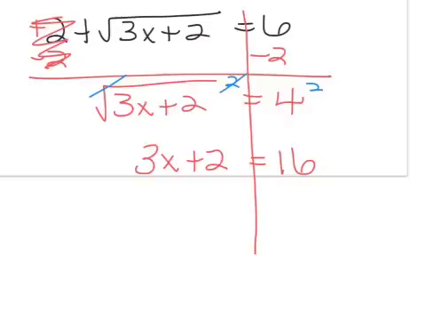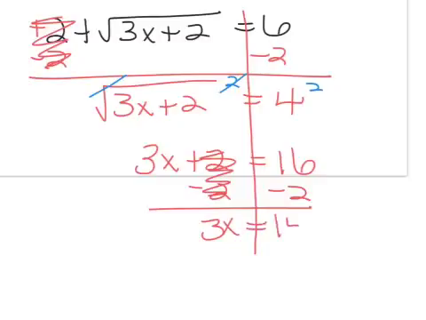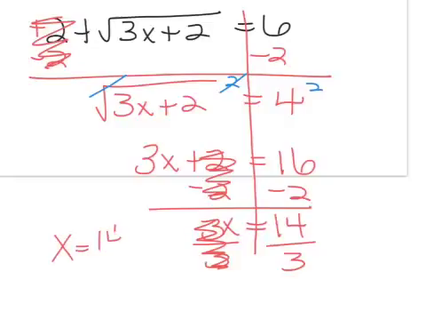Step 3 is to solve for the variable. So I need to keep solving this equation. Now it's a normal two-step equation. So subtract 2 from both sides. We'll get 3x equals 14. And then divide by 3. This does not reduce, it does not divide evenly, so that's just going to be our answer, 14 thirds.